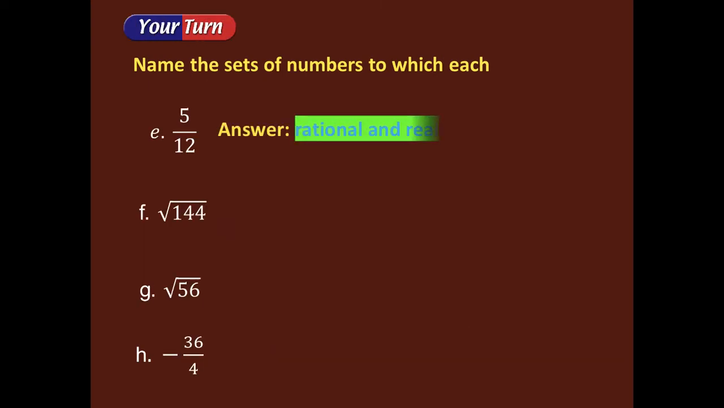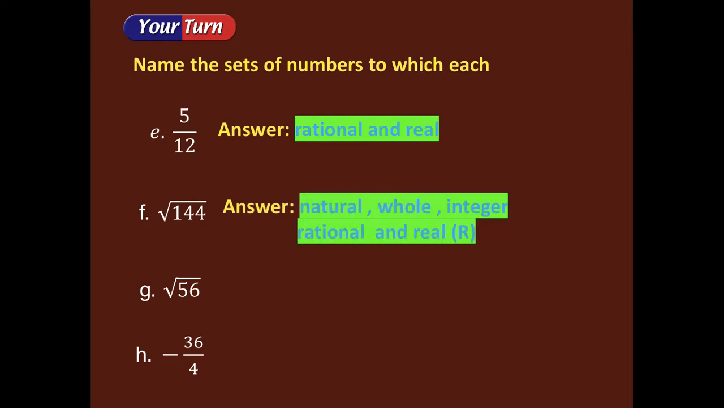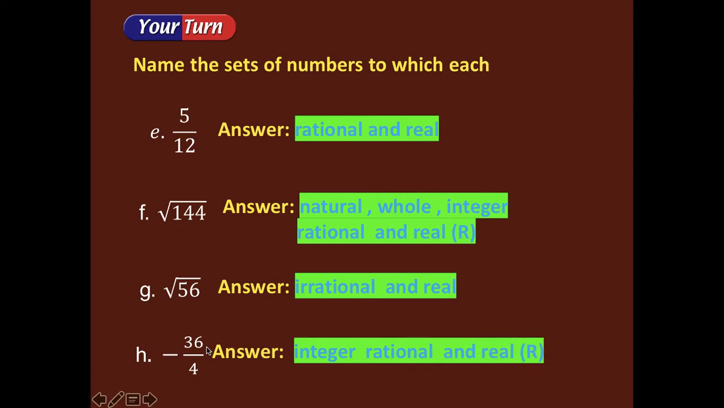Again, 5 over 12, it's a rational number. Square root of 144 is 12. So again, it's a rational number or natural, whole, integer, and real number. Square root of 56. We know that 56 is not a perfect square, so it's an irrational number. Negative 36 over 4 is negative 9, which is an integer, a rational, and a real number.